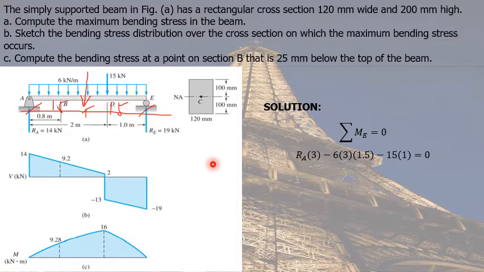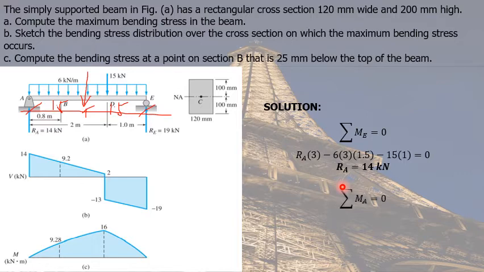After taking into consideration all the forces and their perpendicular distances, we equate them to 0, so that we can calculate for RA, which is equal to positive 14 kilonewtons. The positive value means that our assumption that RA is upwards is indeed correct.